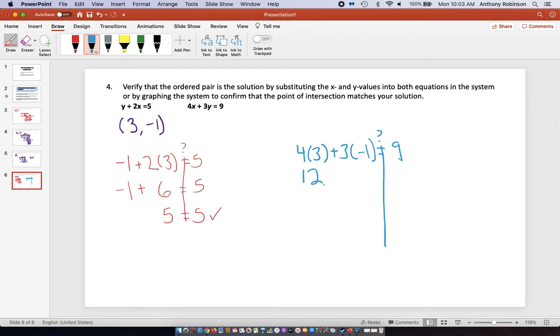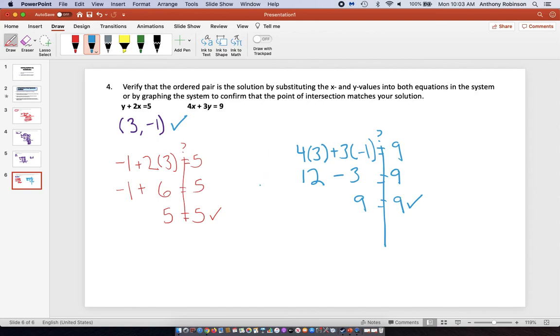So 4 times 3 is 12. 3 times -1 is -3. So instead of saying plus negative term, I'm just going to say -3. And then 12 minus 3 is 9. 9 equals 9. Therefore, I know that this is the correct answer to my system. All right, that is how you can solve a system via substitution.